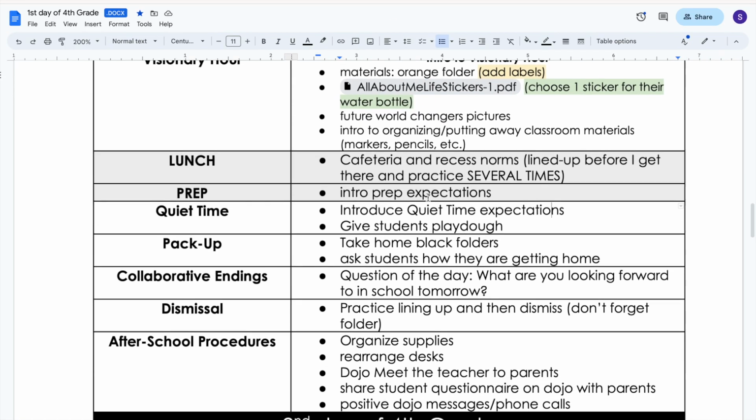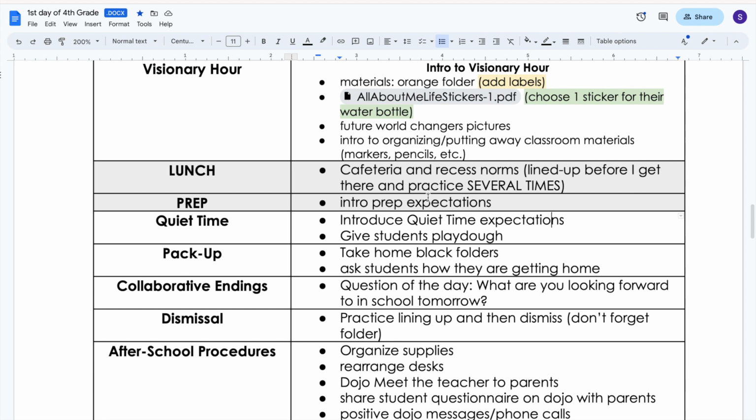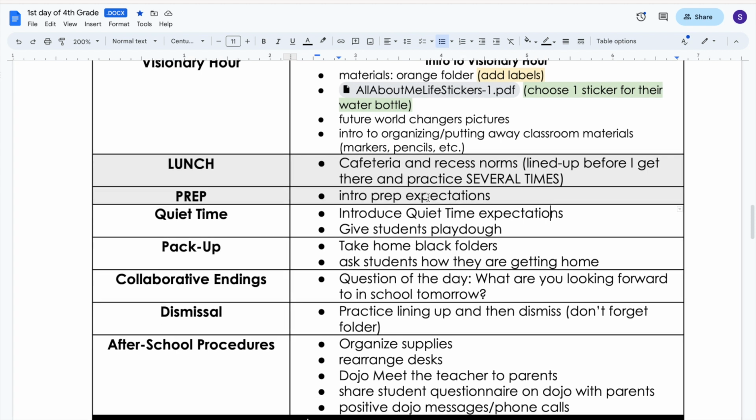And then they'll go to lunch. Right before lunch, though, we'll talk about cafeteria and recess norms. We line up before we get there, and we'll practice that several times. Like, okay, this is what you should look like when I come pick you up. This is how we exit our classroom into the cafeteria or recess. I like to do this several times because it's a really important expectation.